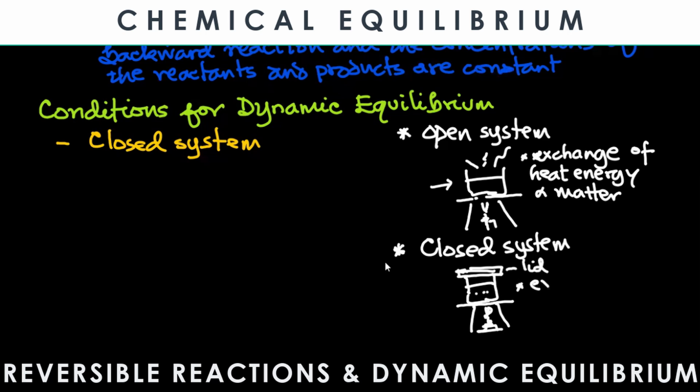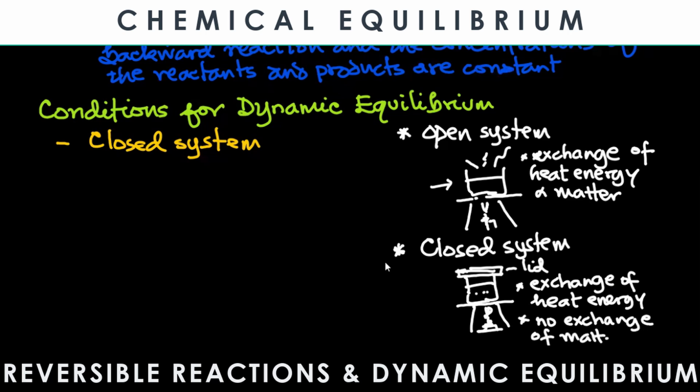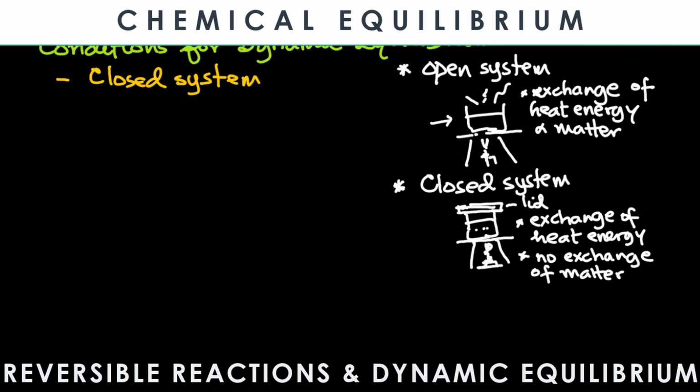There's exchange of heat energy, but there's no exchange of what? No exchange of matter. Are you together? Then the last one is what we call what? An isolated what? System.